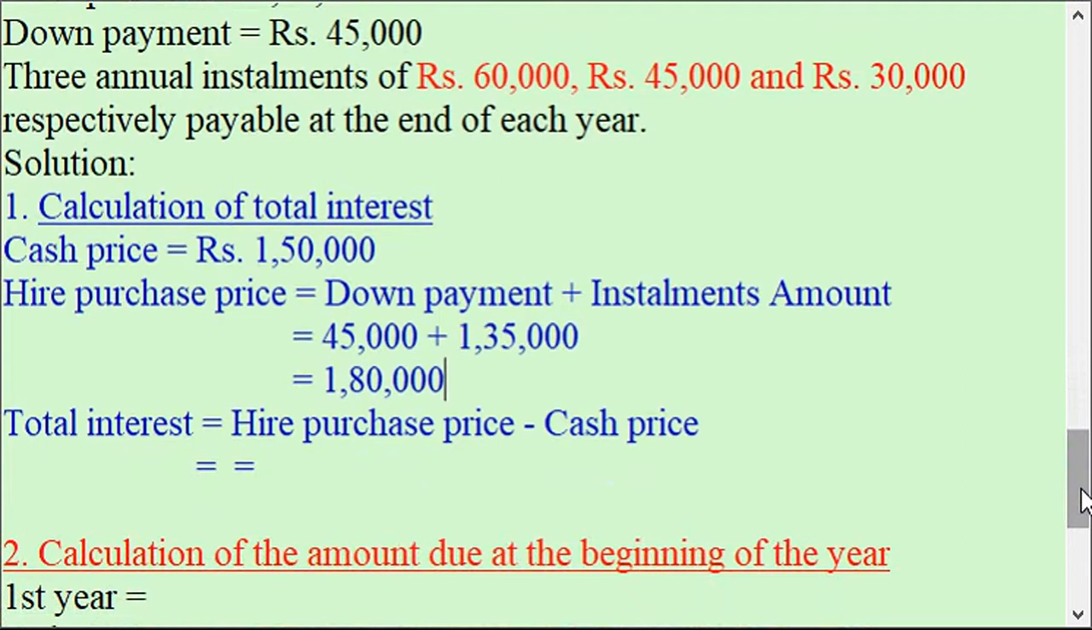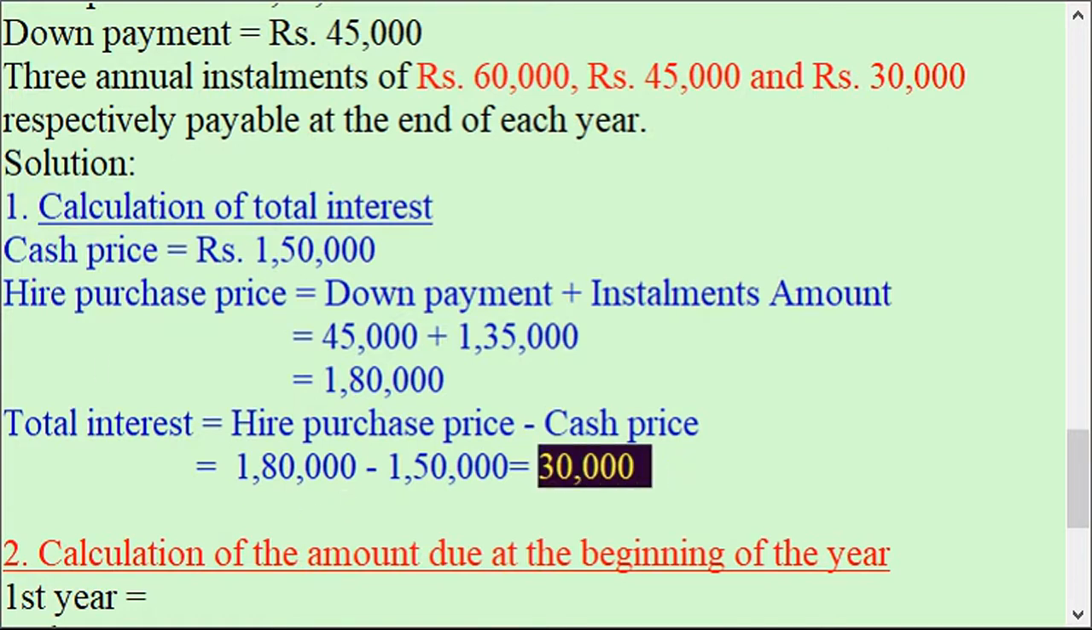So the extra price that you are paying is 30,000. That 30,000 represents total interest. So 1,80,000 minus 1,50,000, extra 30,000 is the interest amount, total interest amount.